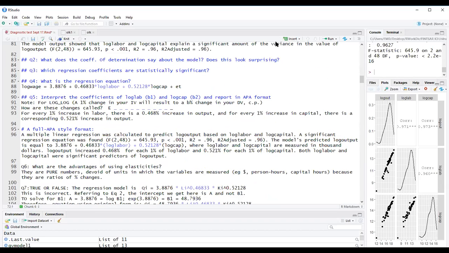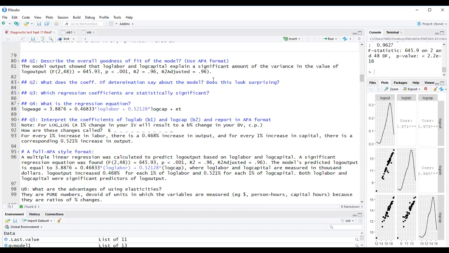Okay, number 1, guys: describe the overall goodness of fit of the model. Use APA format. Alam niyo yung APA, you know? Sa research niyo, guys, dapat APA format. Sa papers niyo, dapat APA format yung ginagamit. So ito, sinabi ko dito, the model output shows that the log labor and log capital explain a significant amount of the variance in the value of log output.